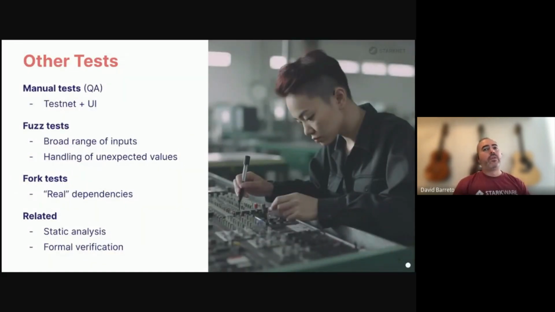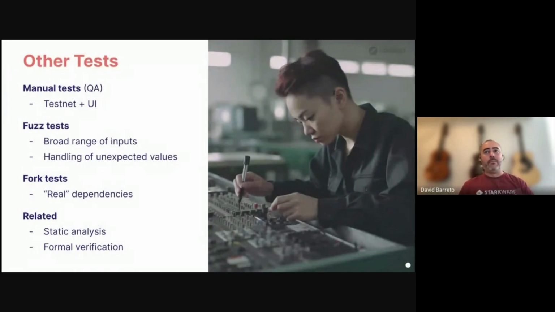Now, there are more types of tests that you can implement on a smart contract, right? You can do, for example, manual tests. This is what QAs, the quality assurance, usually do, right? You deploy your app to a testnet, and they actually try to break it by just interfacing with the UI of your app.